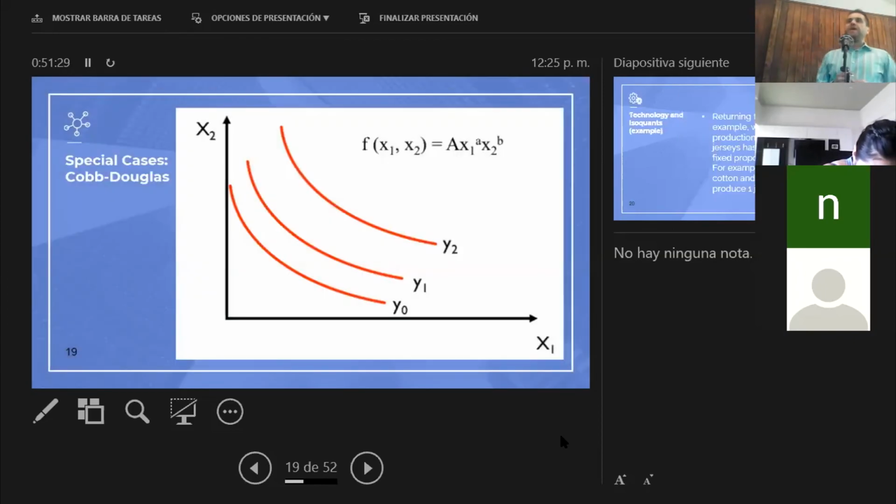Para terminar, esencialmente the Cobb-Douglas function se ven de esta forma, como eran los utility curves, y son curvitas. Y tienen una lógica muy similar a lo que era.